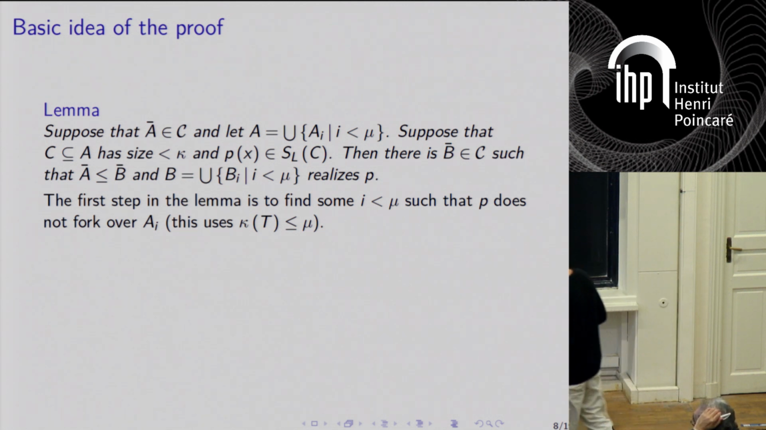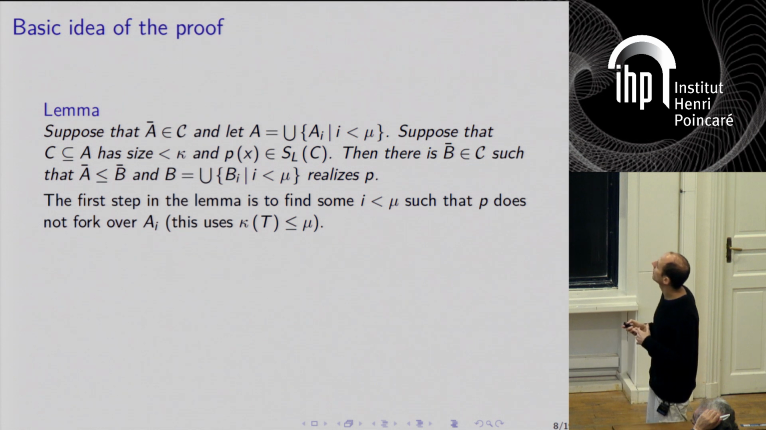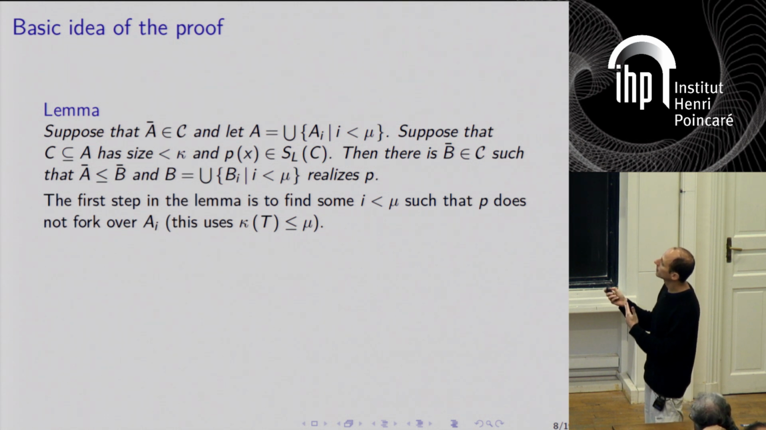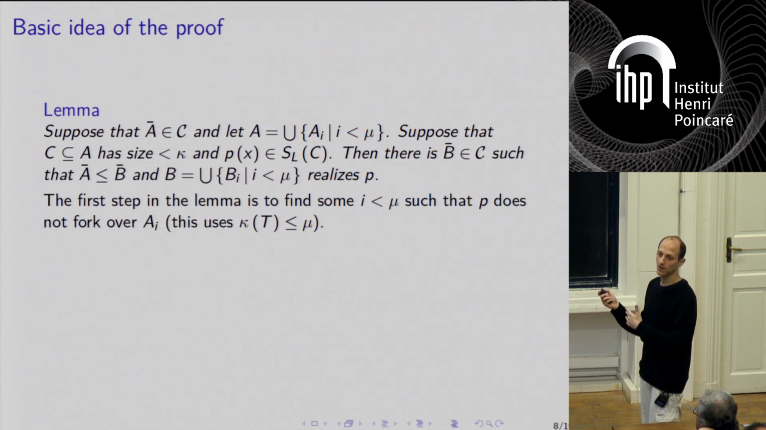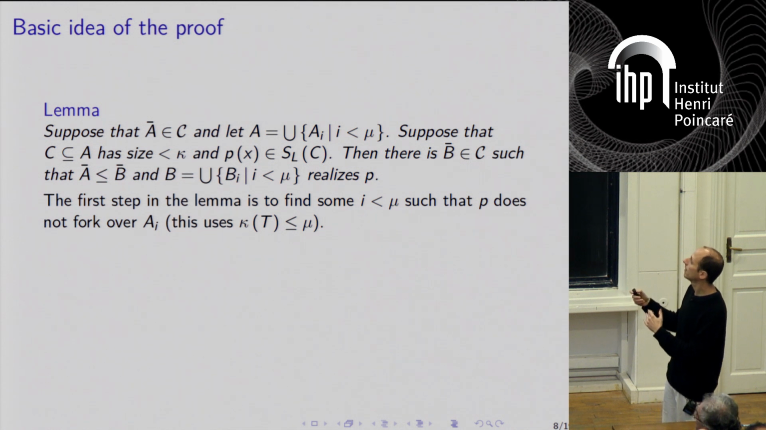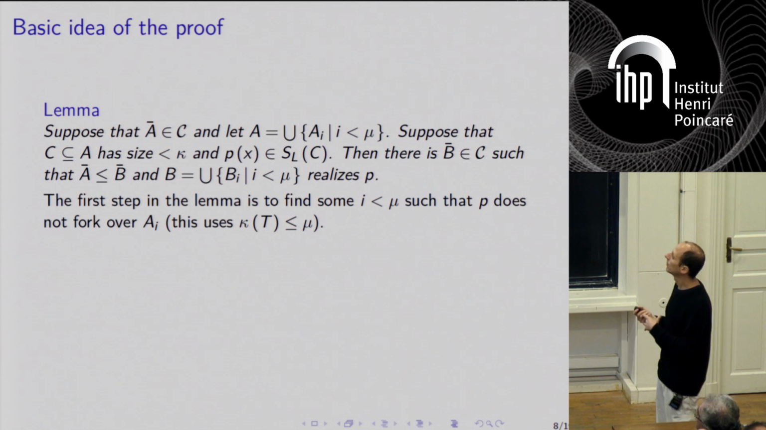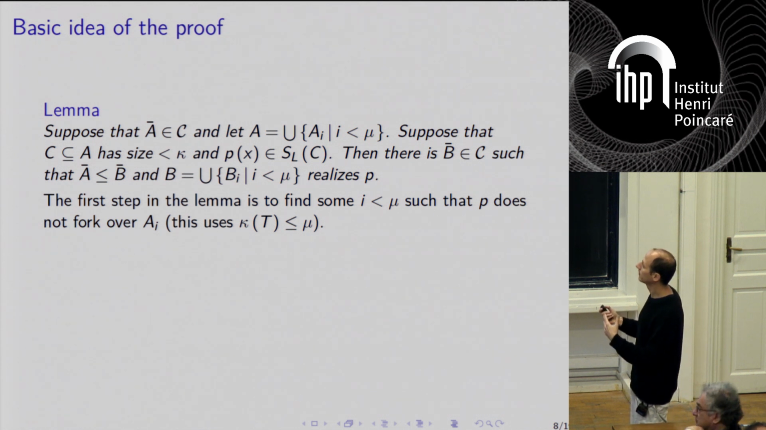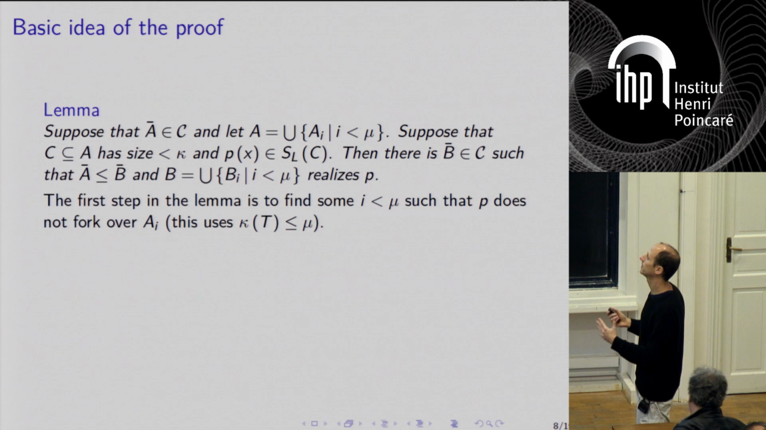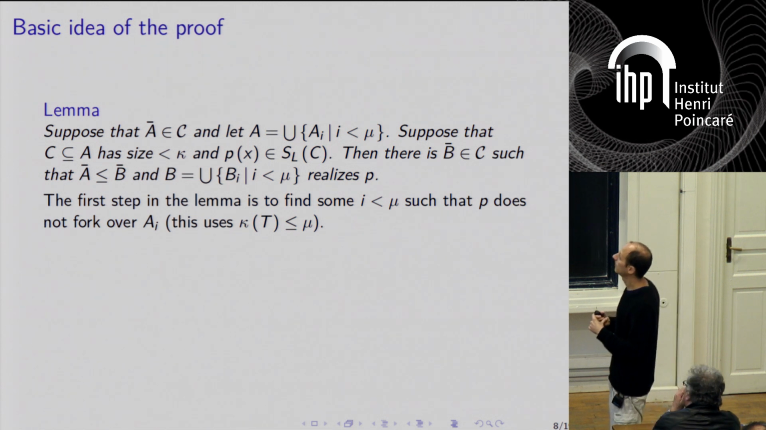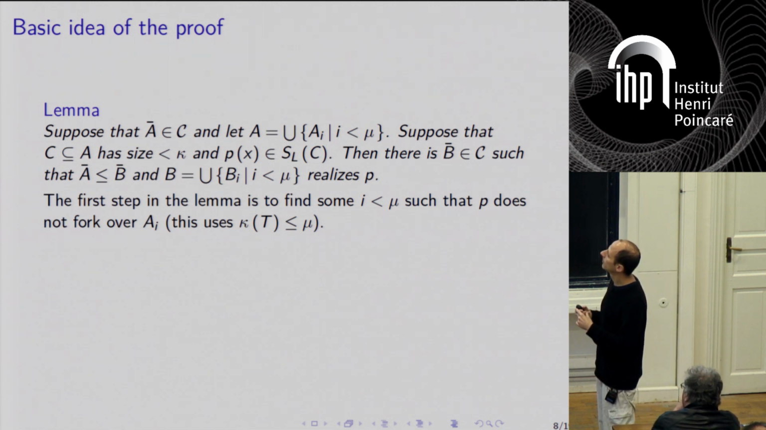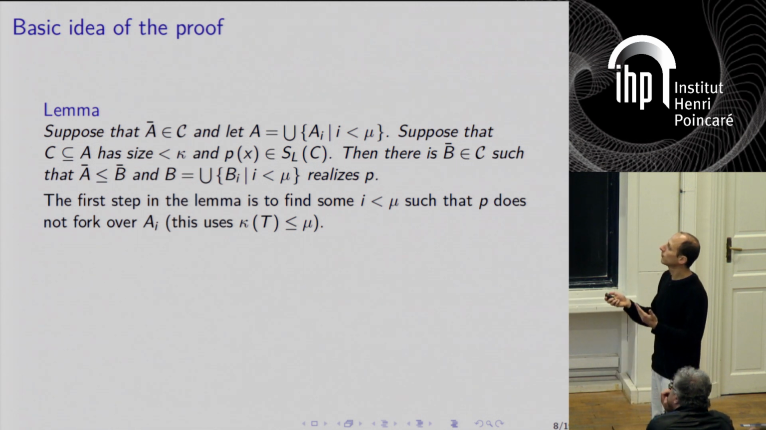Okay, so that's the main lemma, and the first step in the proof of this lemma, which I'm not going to prove, is to find some i such that p doesn't fork over A_i. So this uses the assumption that kappa of T is less than or equal to mu. Kappa of T, remember, was the first cardinal. So this means that if you have a type over something, then it doesn't fork over something of size less than mu. Because mu was regular, this implies that it doesn't fork over some A_i.